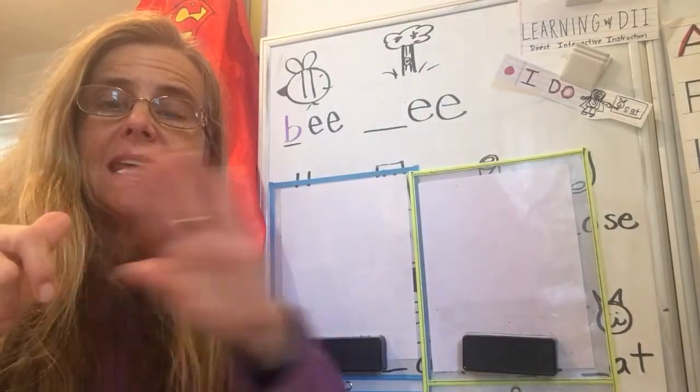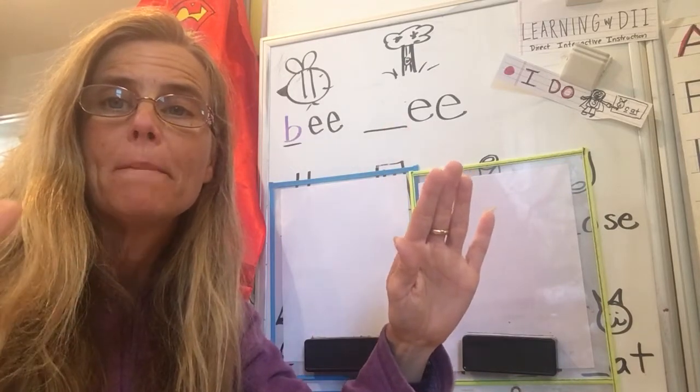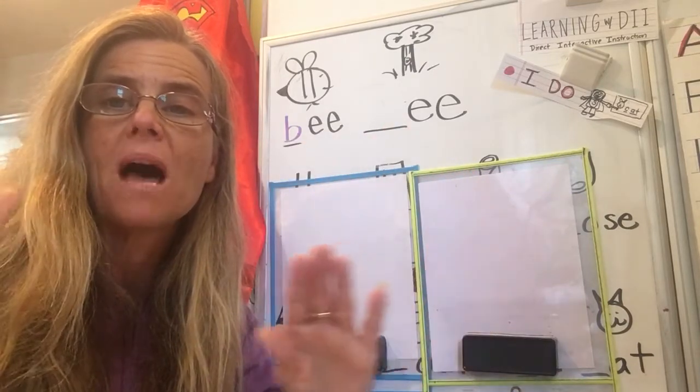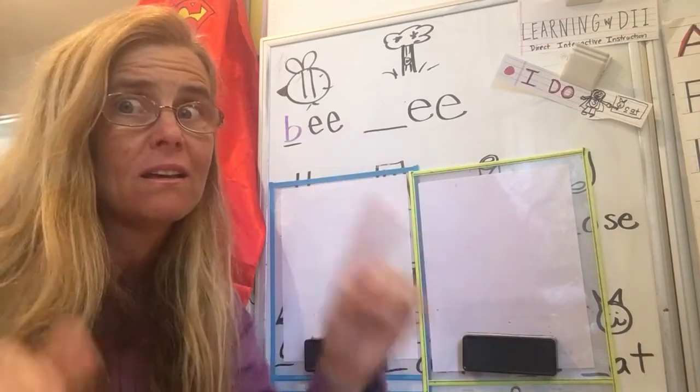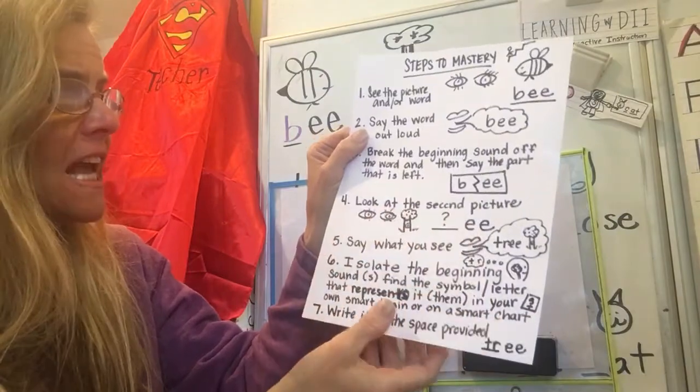B, E, B, E, E, E. Then we're going to look at the second picture.